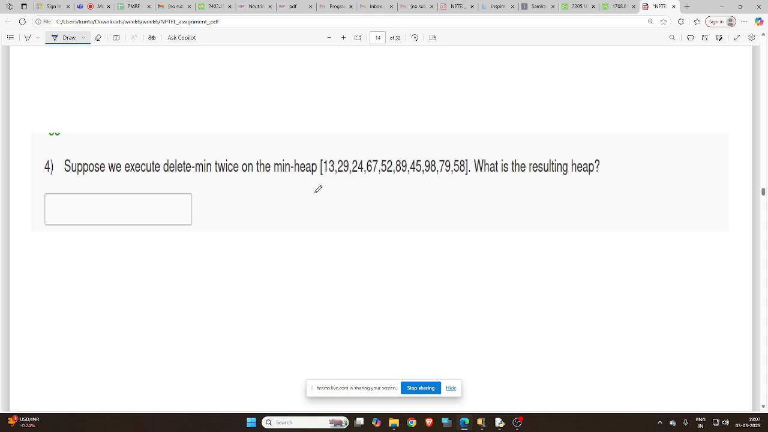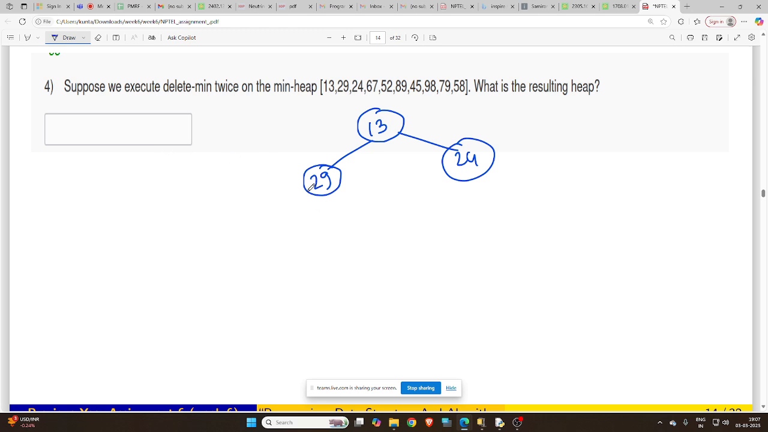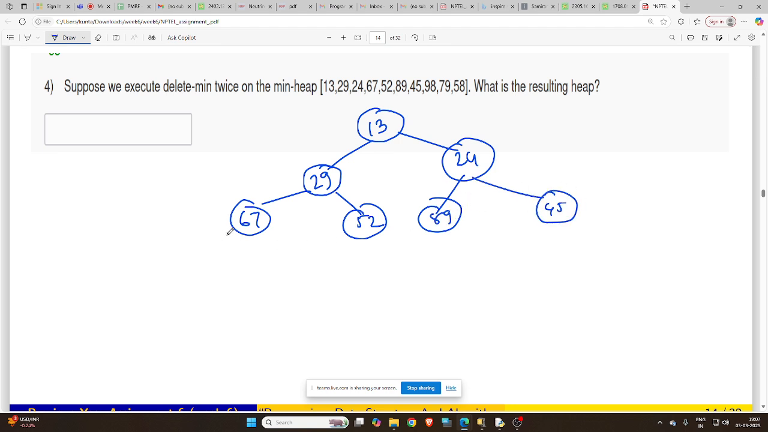Delete min twice on the min heap. So what is the resulting heap? That will be a little bit interesting right now. So 13, 29, 24. Then you can see here, this is 67, this is 52, this is 89, this is 45, this is 98, this is 79, and this is 58.